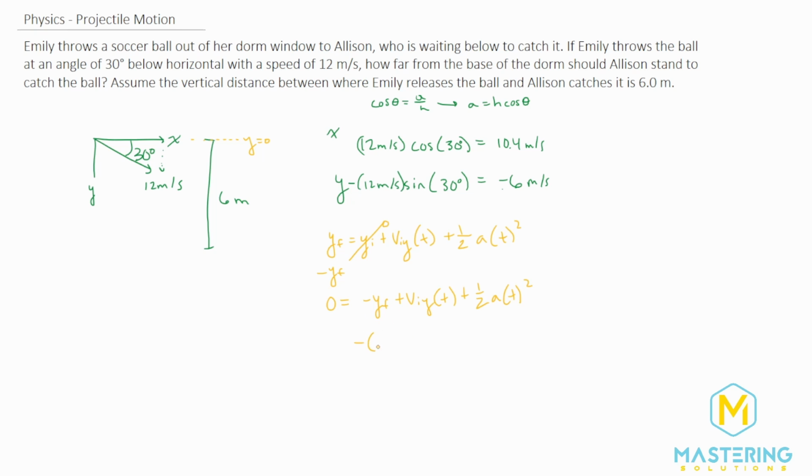So we have minus a negative 6 meters. The initial velocity times the time is going to be in the y direction, so it will be negative 6 as well. So negative 6 meters per second times time plus 1/2 the acceleration is going to be a negative 4.9 because 1/2 of negative g meters per second squared times the time squared.